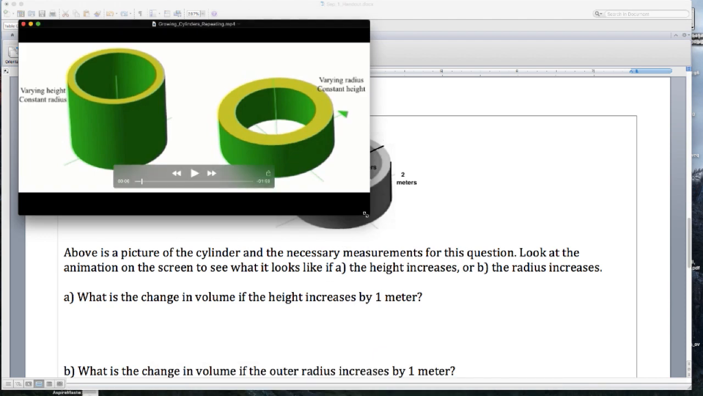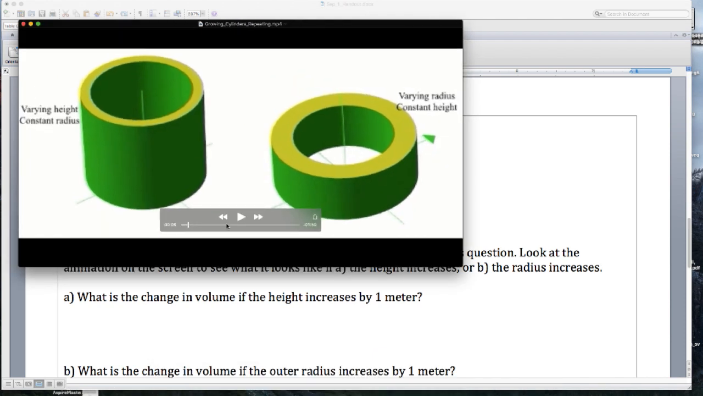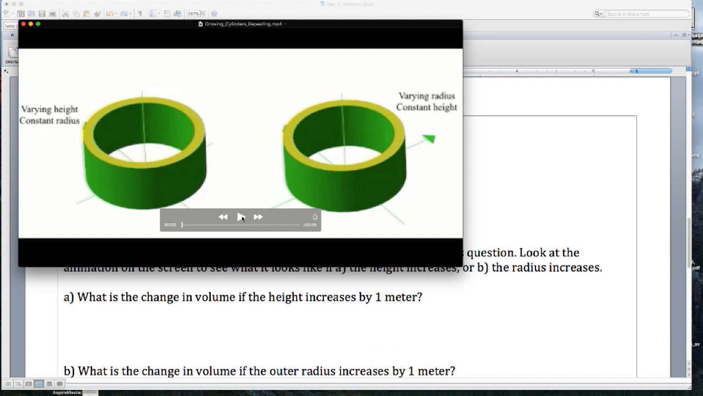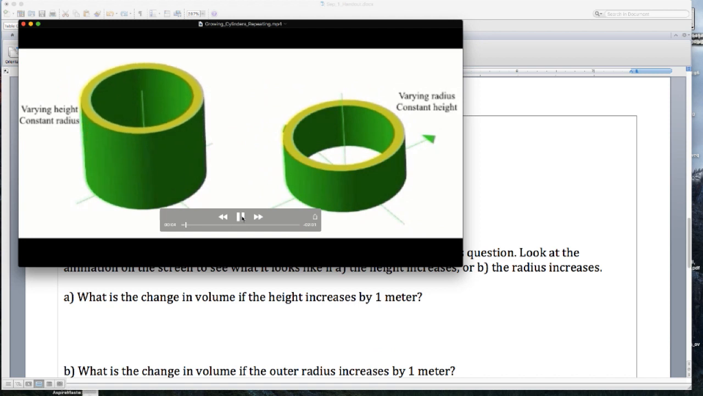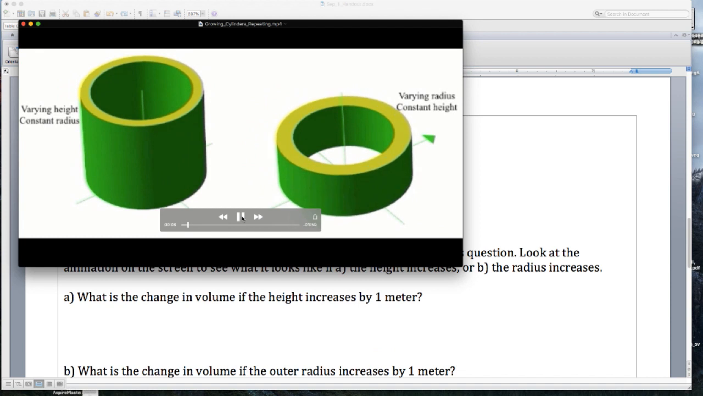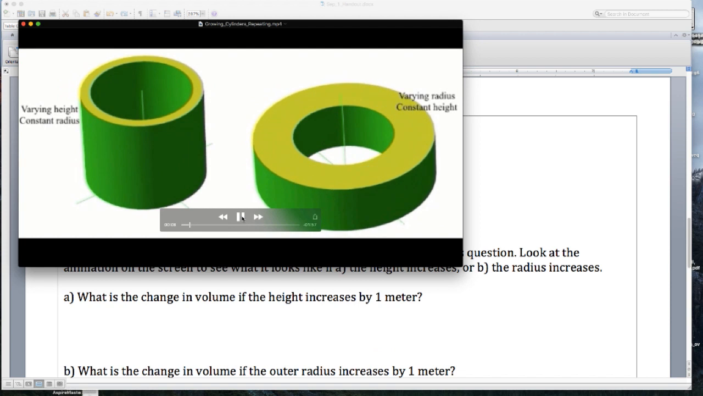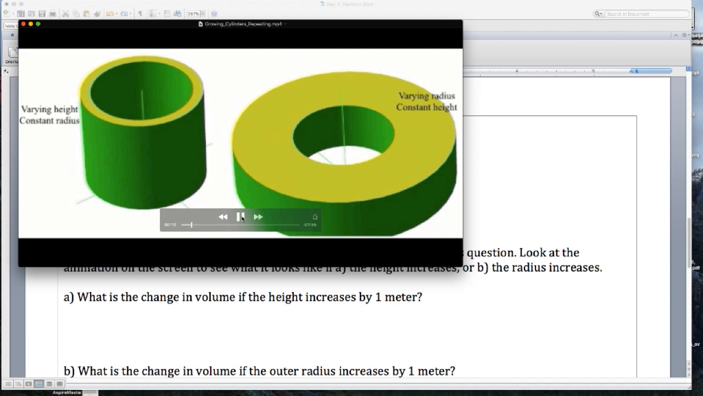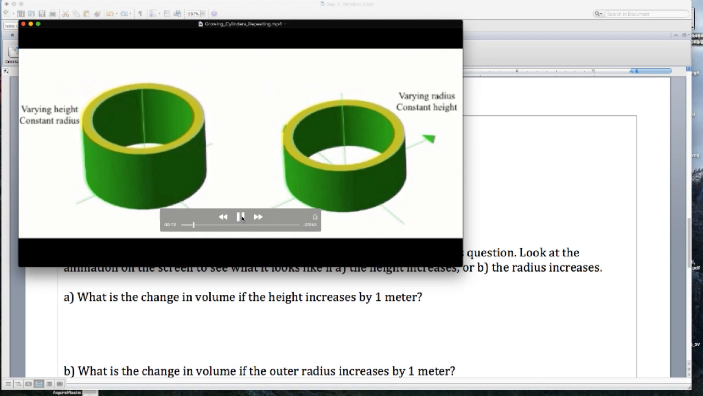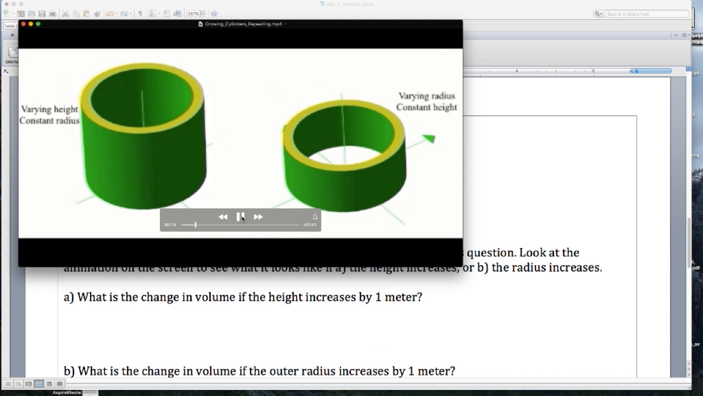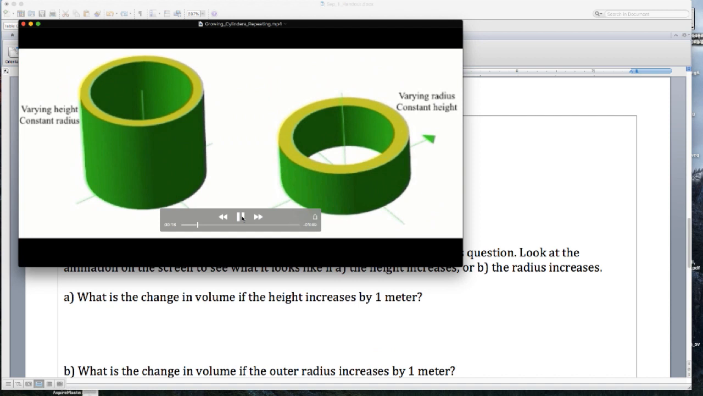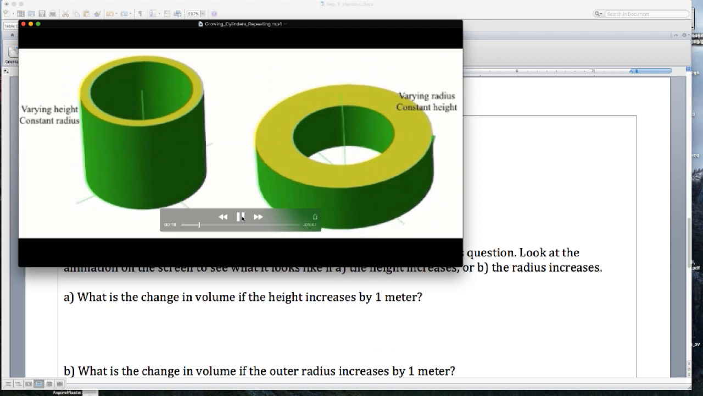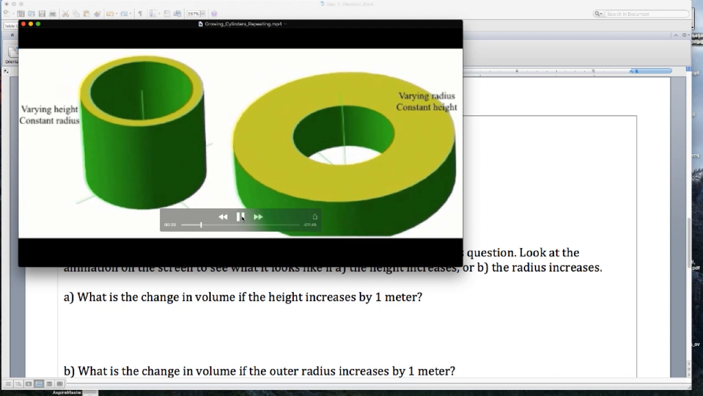From the book, there's two ways I could make this guy grow. I could leave the radius alone and increase the height, or I could leave the height alone but increase the outer radius. Either radius I could increase. So my question for you is, you have the original volume. You know how to find the original volume because I gave you all the measurements.